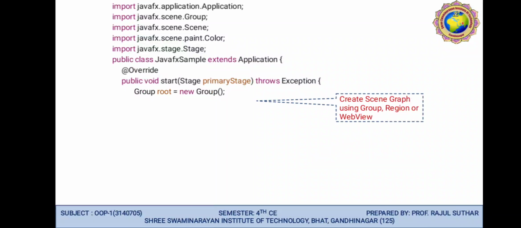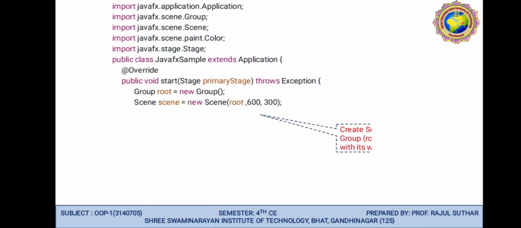Here an object of a group is created. So Group root is equal to new Group, that is, create a scene graph using the group, region or a web view. This way you can create a scene. Scene is equal to new Scene. Root is the first parameter, and we require the width and height, so 600 and 300.